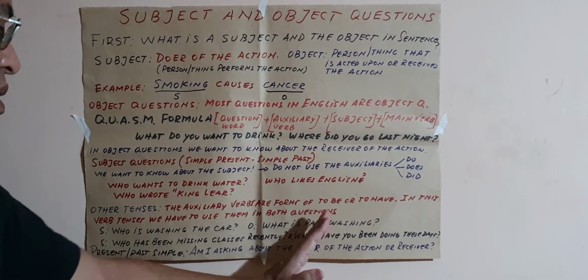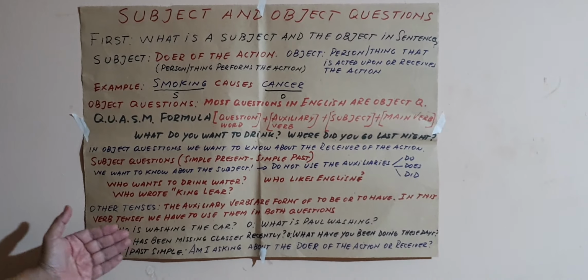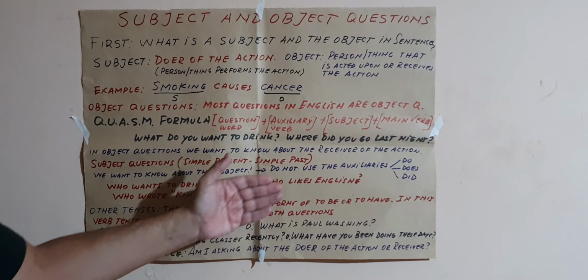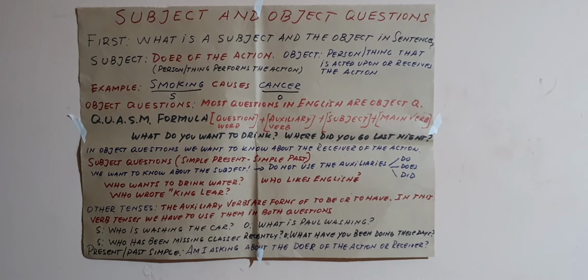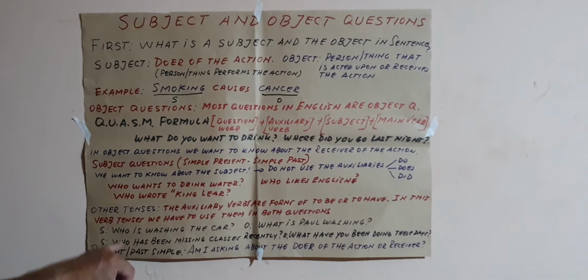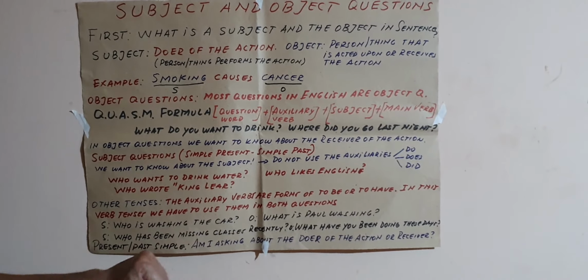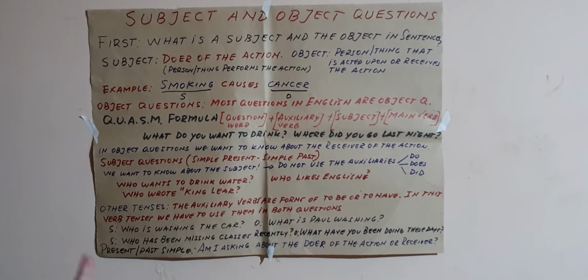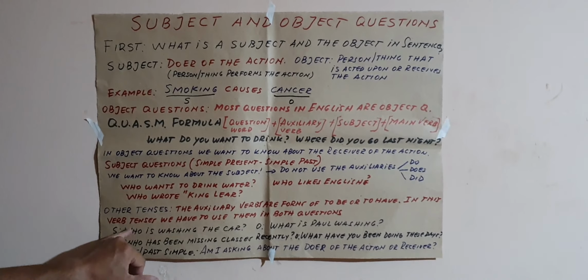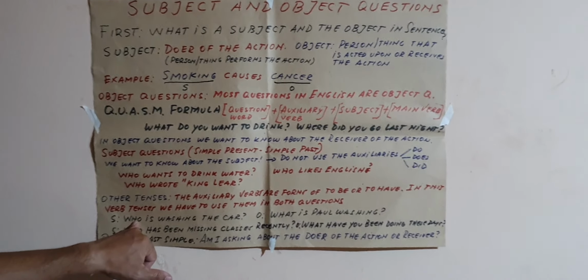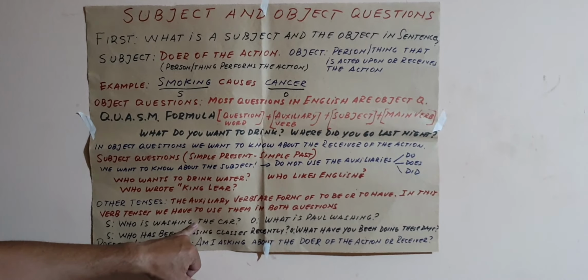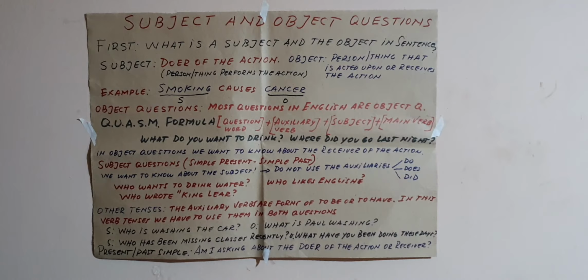In the other tenses, it is different because they keep the formula of a WH question. That is to say, the question word, the auxiliary verb, and the main verb. That is the structure of the object questions. The difference here is that you are going to use who for subject questions and what for object questions.